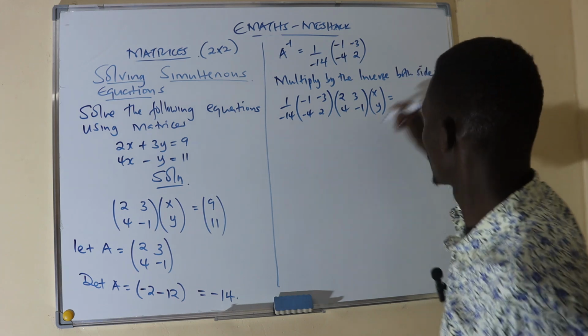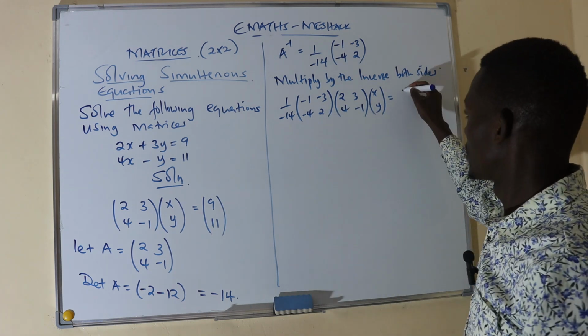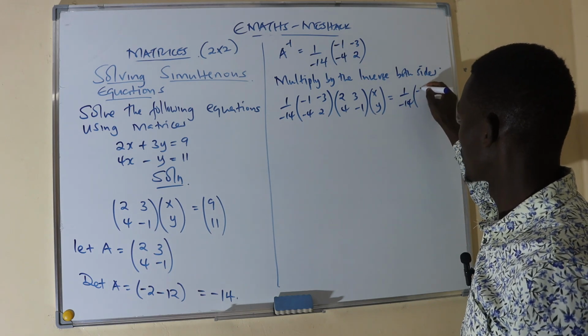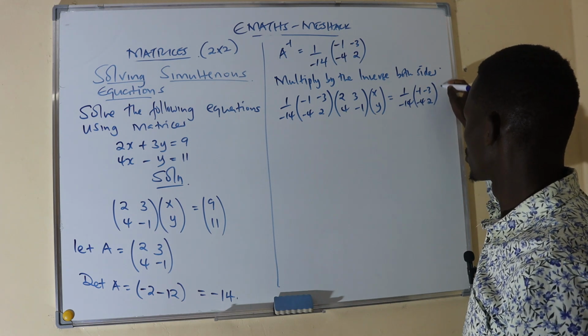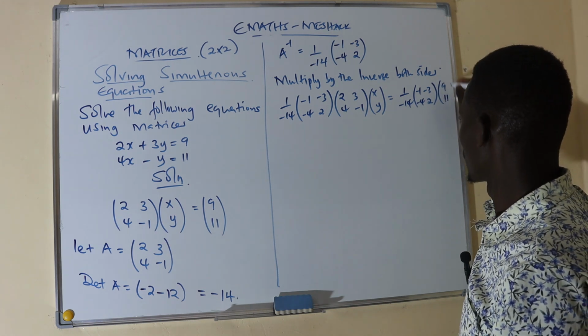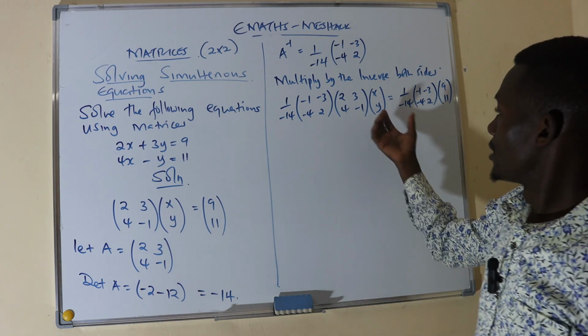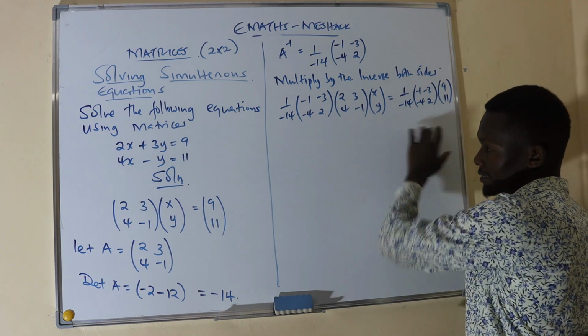Then equals, again remember this value starts, you'll have 1 over -14, then -1, -3, -4 and 2, then 9 and 11 by the end of the day. So you multiply by the inverse both sides, this side and this side.